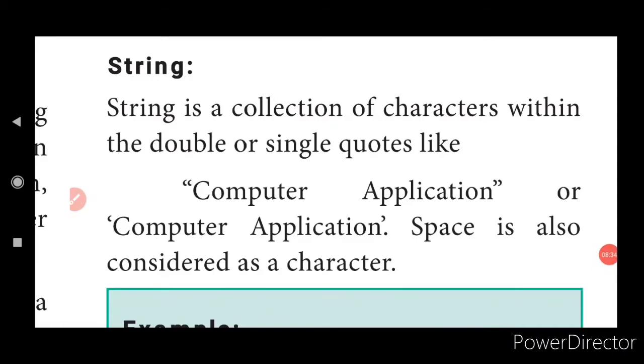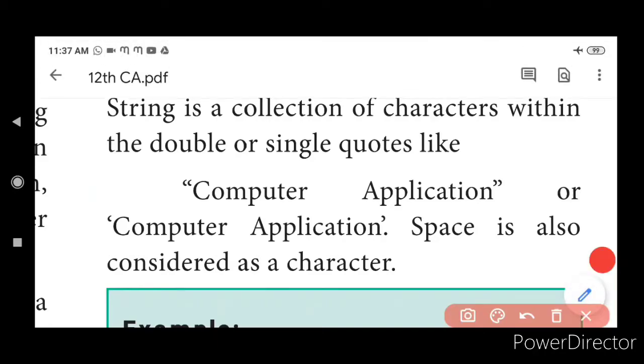Children, what is a string? I already told you, right? A string is a collection of characters and it is represented with a double quote or a single quote. This is also correct and this is also correct. If I represent a string with double quotes, it is correct. As well, if I represent that with a single quote, it is correct. In your string, space will also be considered as a character. How? Just have a look at this, computer application, right? There is a space, isn't it? That space will also be considered as a character.